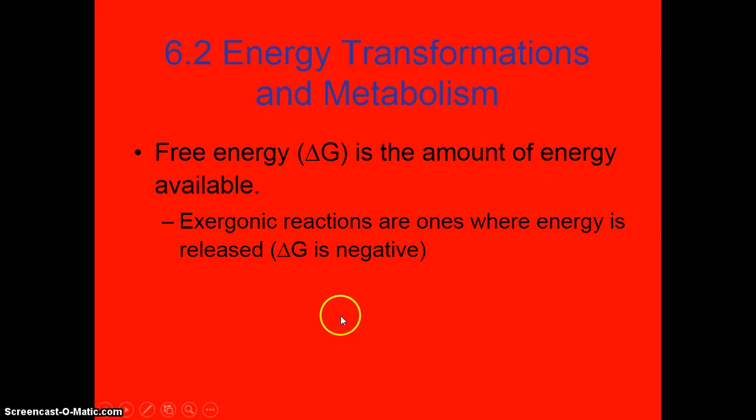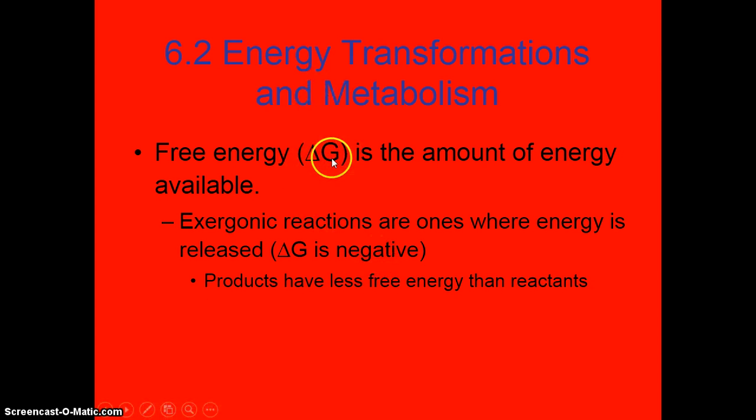Exergonic reactions are ones where energy is released. And here again, just like exothermic reactions, we had delta H when we talked about this in the thermodynamics chapter in Chemistry 2. The delta H is negative when it's an exothermic reaction. Exergonic reactions give off energy in a living system, and the delta G is negative. The products have less free energy than the reactants.